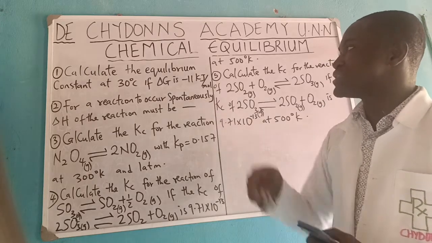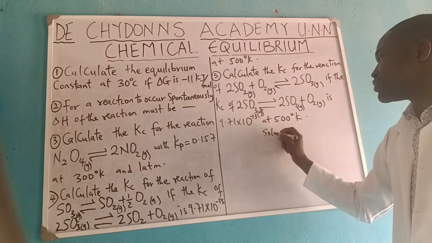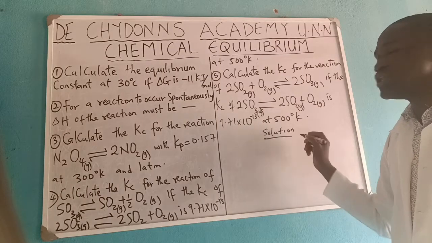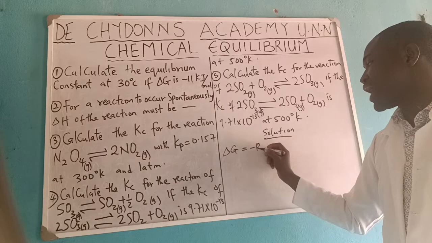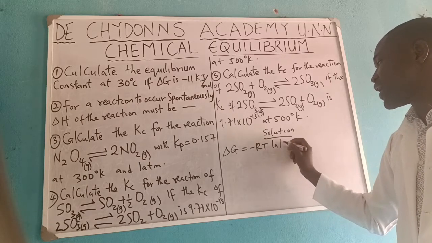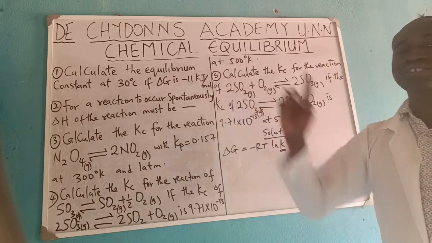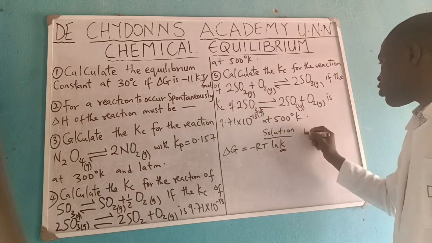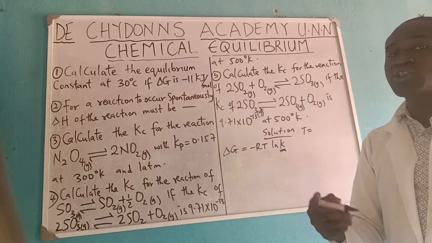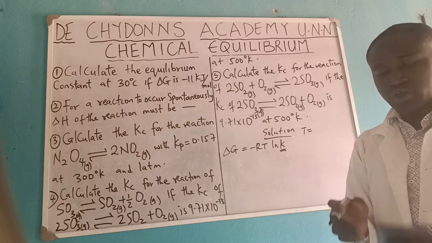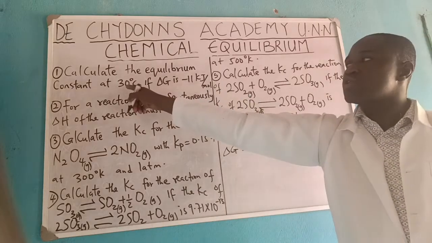Now, look at how to solve it. You have to tell them that I know this formula that says change in G is equal to minus RT ln K. And we are looking for K, which is called the equilibrium constant. First of all, convert your temperature to Kelvin, because the SI unit of temperature is the Kelvin. How do you do it? Add 273 to 30.